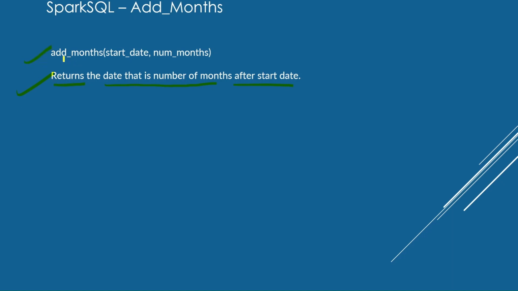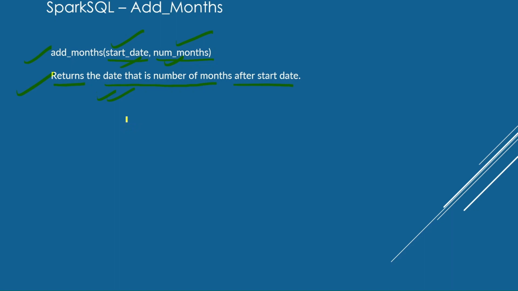So this is the signature of add month. It is taking two parameters, start date and the number of months. Whatever number of months we provide as a parameter, it will add that many months to the start date, and then it will return a date. We can say the new date after adding this month into the start date. This is the meaning of this statement.